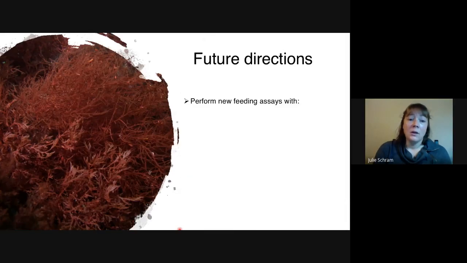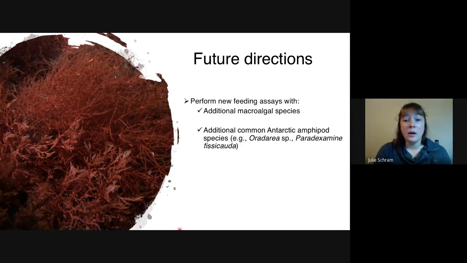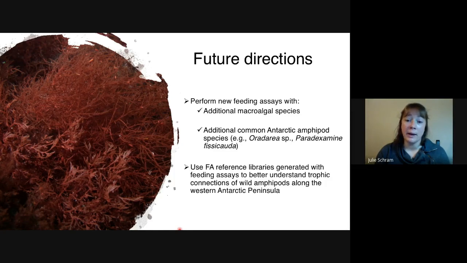We are continuing on performing more feeding assays in which we are using more macroalgal species. We want to see how these additional macroalgal species are trophically modified by amphipod consumers. And we are expanding the number of amphipods that we are analyzing so that we can get a better idea of how amphipod communities might be trophically modifying their diets. And we're going to use these resource libraries generated by these feeding assays to better understand the trophic connections of wild amphipods along the Western Antarctic Peninsula.